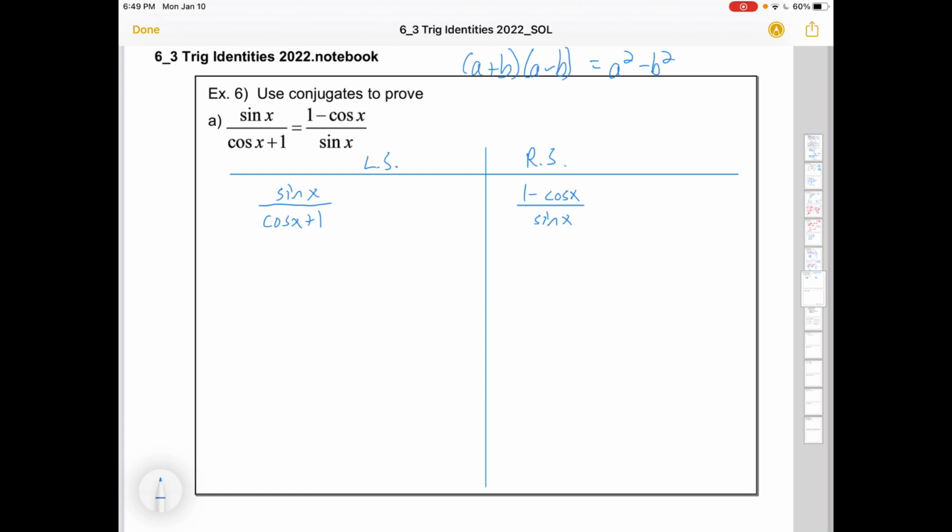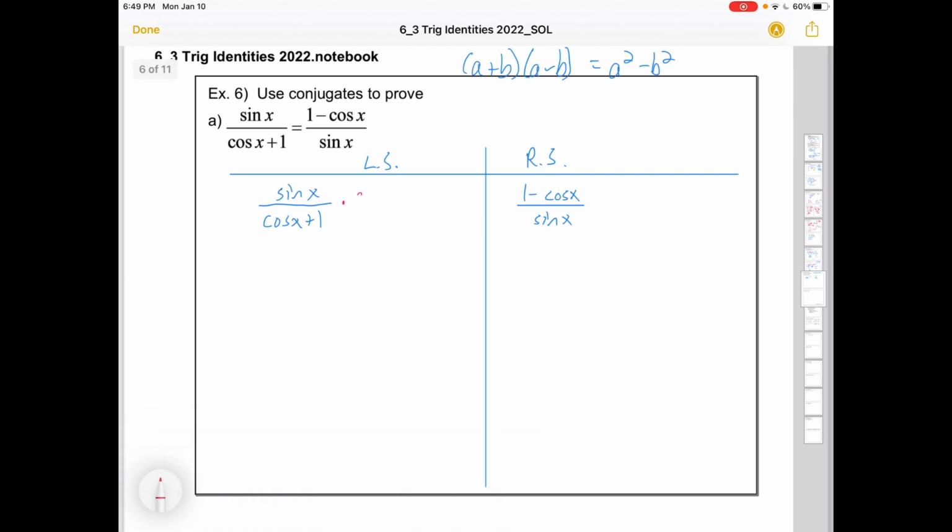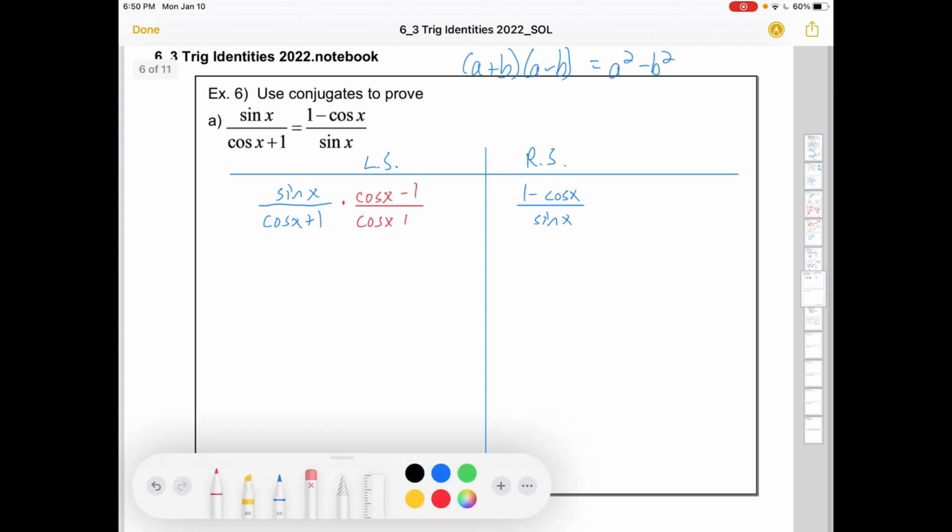But algebraic proof is a higher bar than just looking at graphs and saying, yeah, probably. So it's telling us here to use conjugates. You can actually take your pick as to whether you're going to use the left side or the right side. Again, there are a bajillion ways to prove most identities. I'm going to work with the left side. And it's got a binomial of cos x plus 1, so I'm going to use its conjugate, which is cos x minus 1.